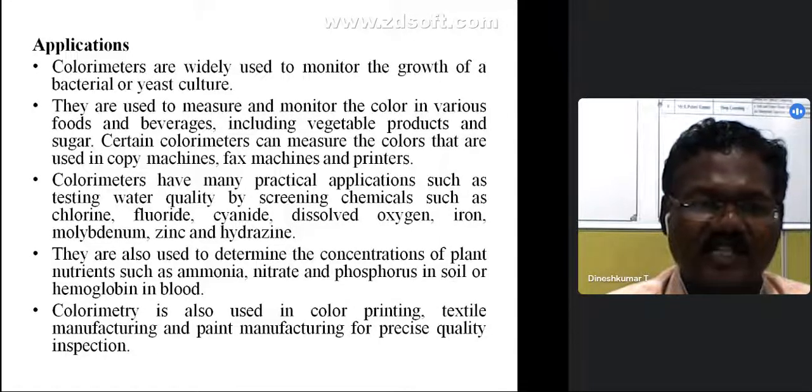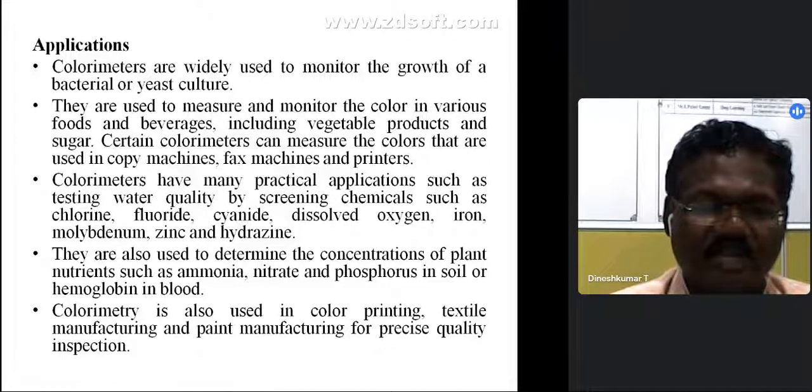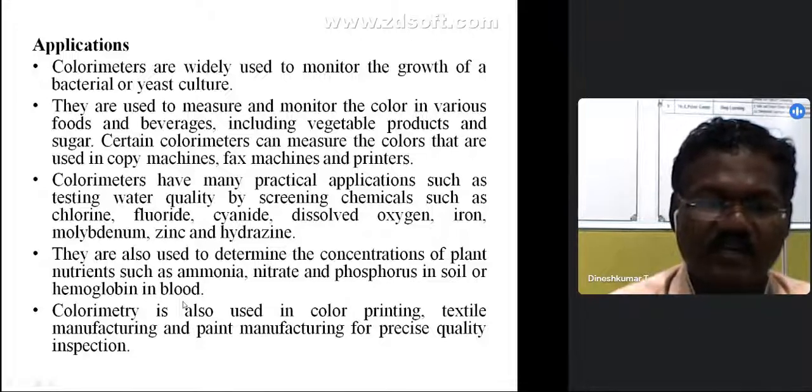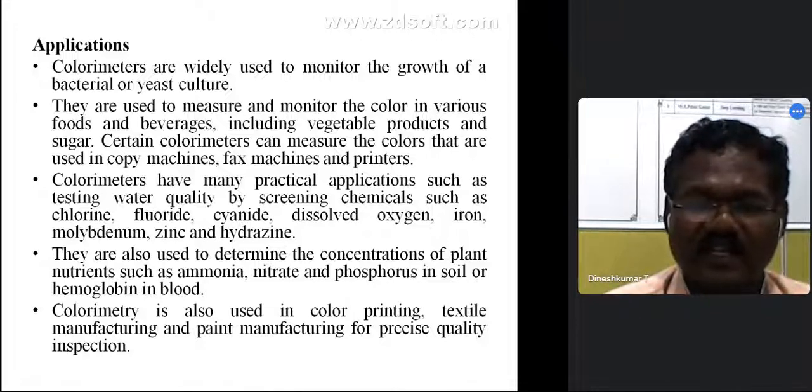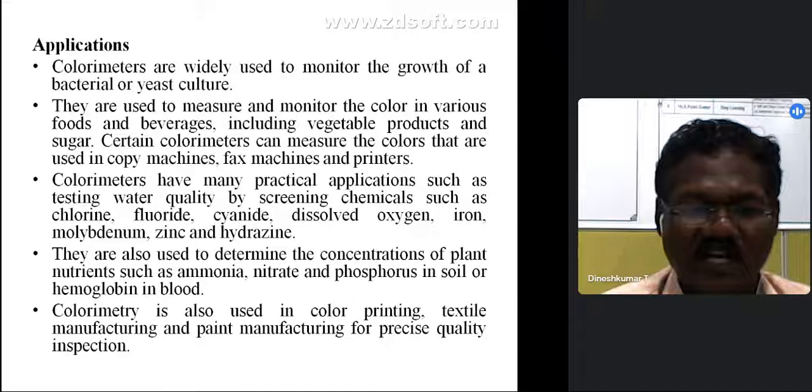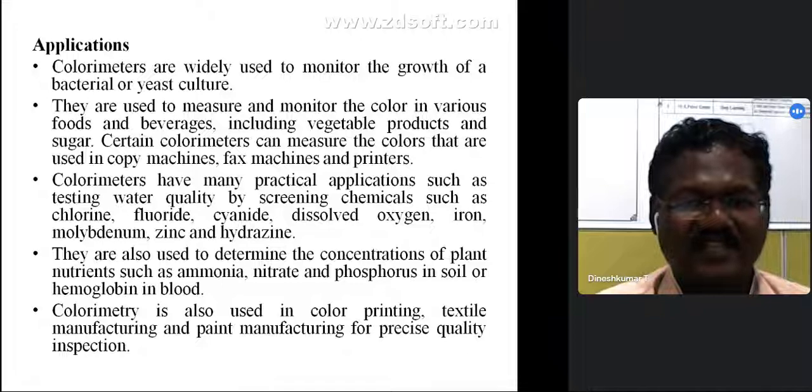And third, colorimeters have many practical applications such as testing water quality by screening chemicals such as chlorine, fluoride, cyanide, dissolved oxygen, iron, molybdenum, zinc, and hydrogen. They are also used to determine the concentration of plant nutrients such as ammonia, nitrate, and phosphorus in soil, or hemoglobin in blood. The colorimeter is also used in color printing, textile manufacturing, and paint manufacturing for precise quality inspection. These are the applications of the colorimeter.